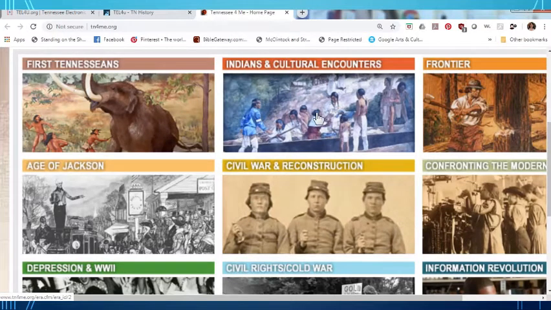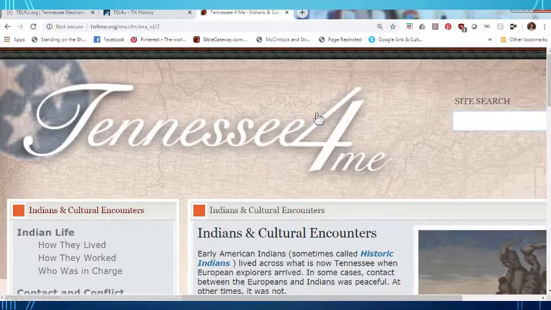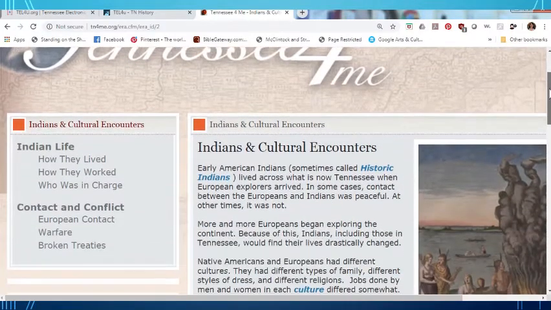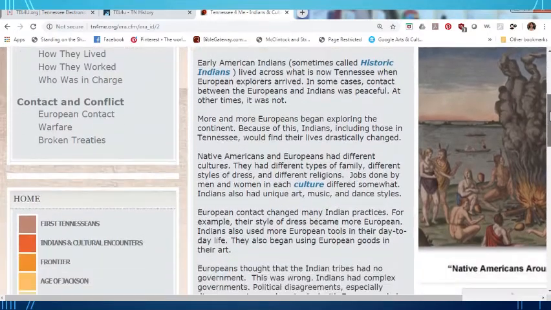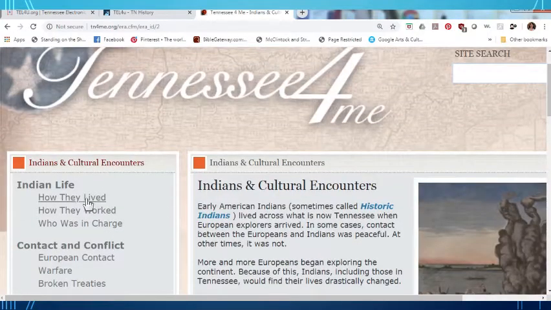So we're going to look at Indians and cultural encounters. So this is going to have some articles on Native Americans in Tennessee history. It breaks it up into different sections. So you have how they lived, how they worked, who was in charge, and how things happened when the Europeans came into the Tennessee area. And so this is just something for you to read and look at some of the pictures on.